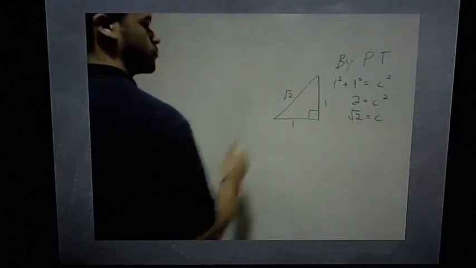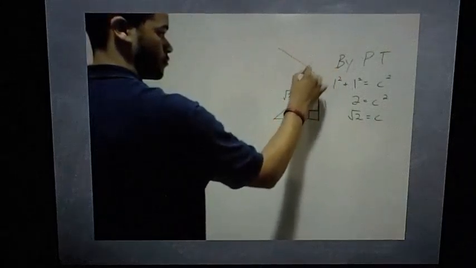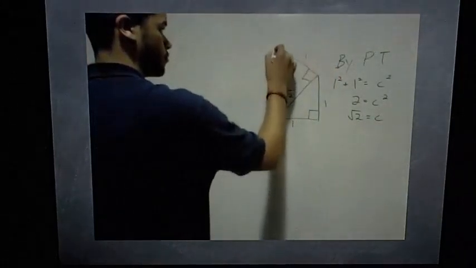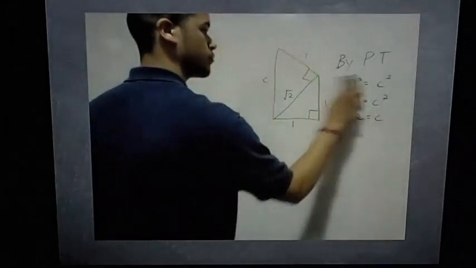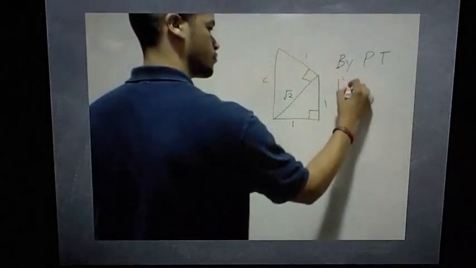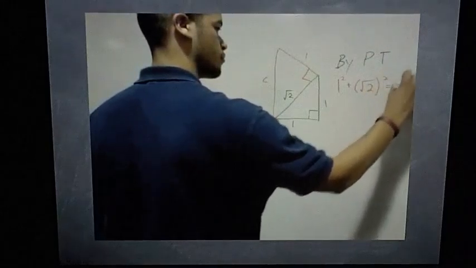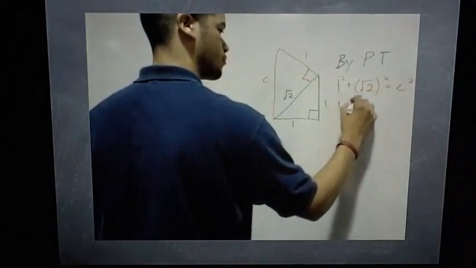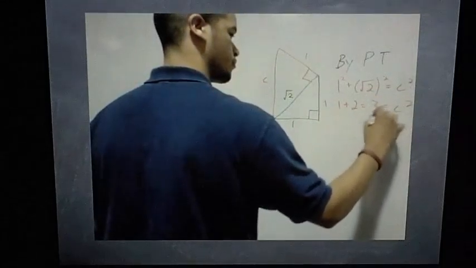Continuing on this construction, draw a segment of length 1 at a 90-degree angle off the top vertex as shown, and complete the right triangle by drawing your new hypotenuse c. We can continue to use the Pythagorean theorem to solve for c. So we get 1 squared plus the square root of 2 squared equals c squared. Then we get 1 plus 2 equals 3 equals c squared. So c equals the square root of 3.